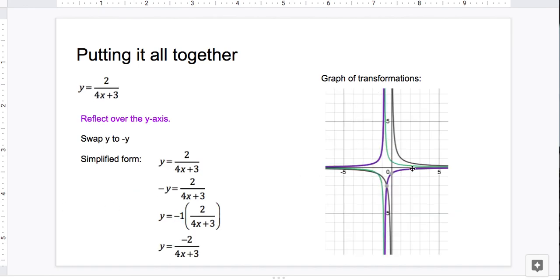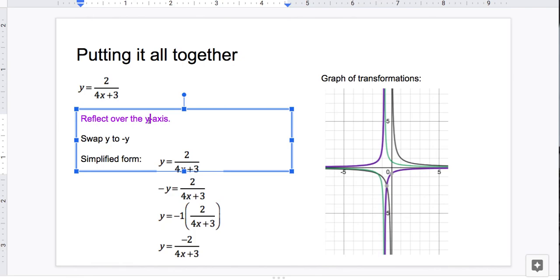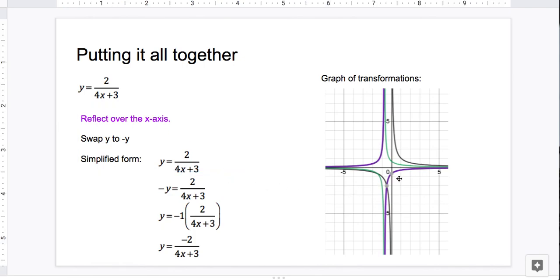Now if I wanted to take that green graph and reflect it over the y-axis, so take everything here, oops, not the y-axis, that's the x-axis. I would swap the y to -y. There we go. And I'd work it through. So I would change it out, work the negative, and you'll notice each green point just flipped across the axis to get to the purple.